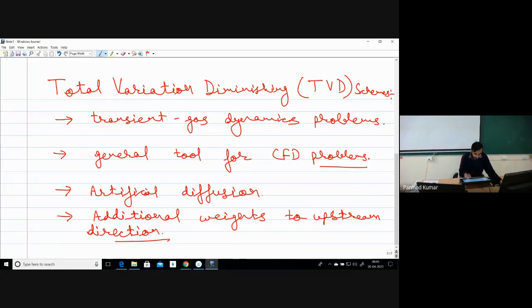We can either go for an artificial diffusion term. That artificial diffusion term will try to damp the additional numerical oscillations which are coming into our solution, or we can provide some additional weight to the upstream direction, and that additional weight will also try to account for the transportive behavior and make our solution stable.